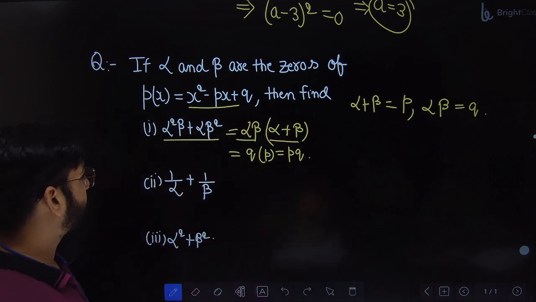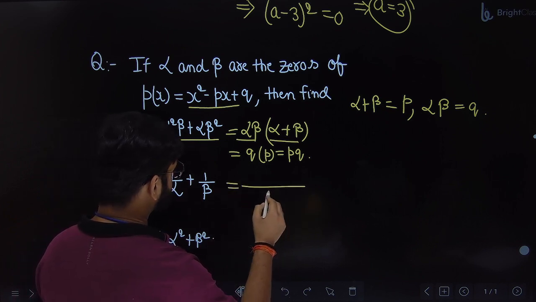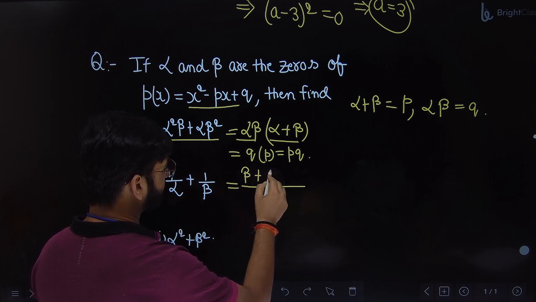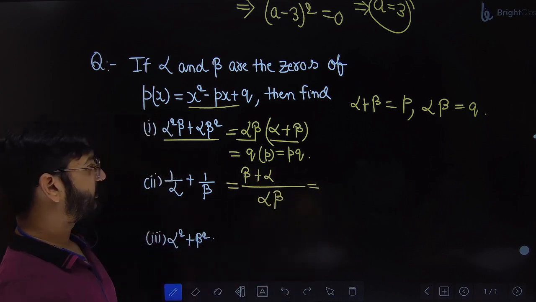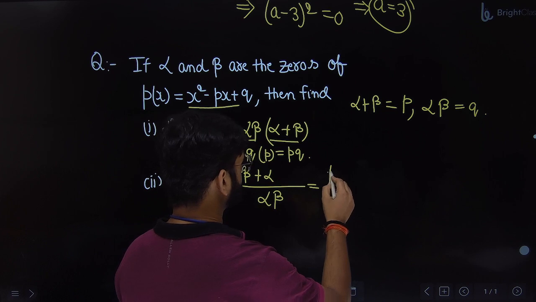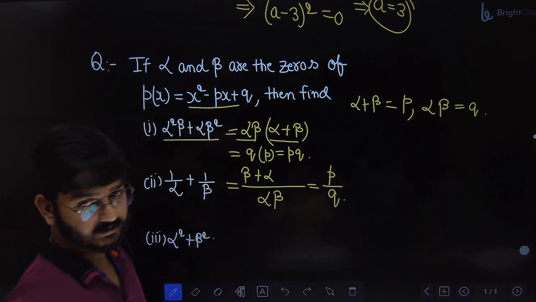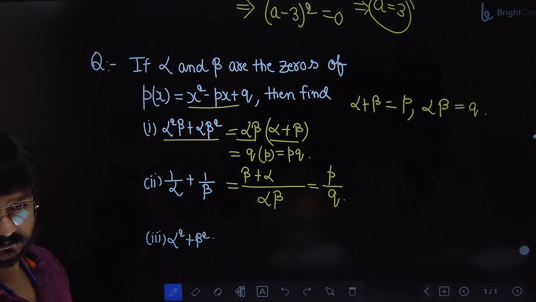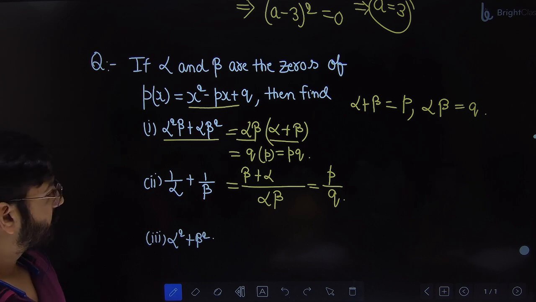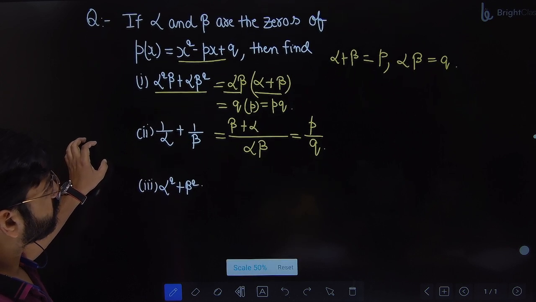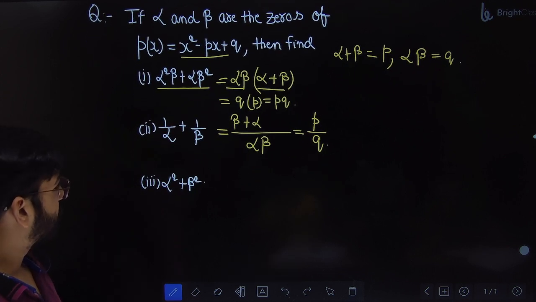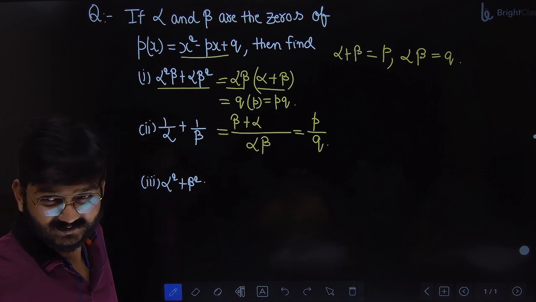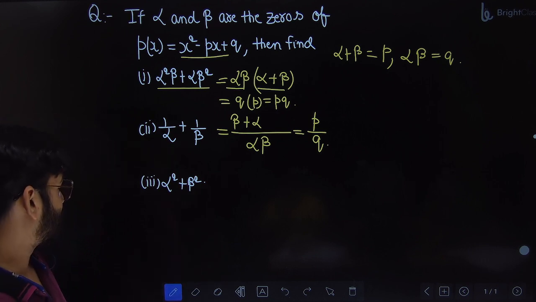For the second part, what we will do? LCM. So alpha beta, and here it will be beta plus alpha. What is the sum of roots? P. Product is q. So the answer is p by q. Any doubt in the second part? Last part. So what should be the answer? P square minus 2Q. Yeah, very good.